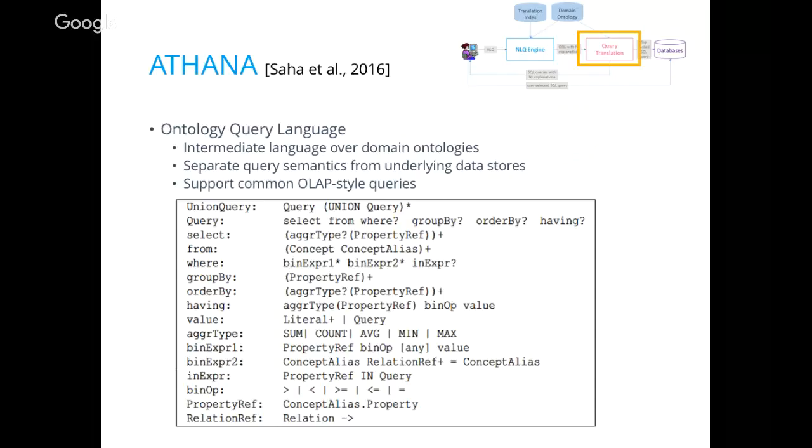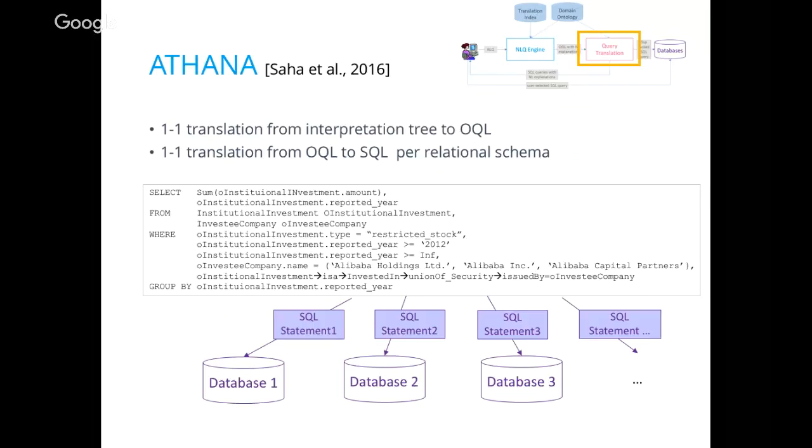Because then you do not need to worry about the actual storage. For example, when we store in a relational database, we need to make all the tables normalized, right? You don't need to worry about that part. The translation from interpretation tree to OQL is one-to-one. We have shown you two interpretation trees, right? So let's briefly look at it here.